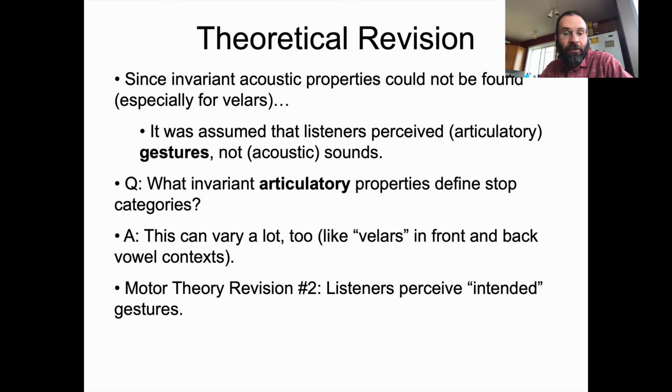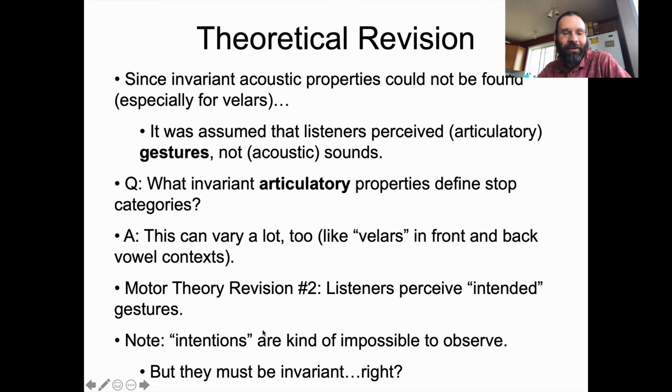And either way, it's tricky to figure out what is invariant in that. Maybe our minds need something invariant, maybe they don't. So the second revision of motor theory, as it kept going through intellectual history, is that rather than perceiving specific places of articulation in a stop, listeners perceive what's intended. They perceive what the eggs looked like before they went through the ringer.